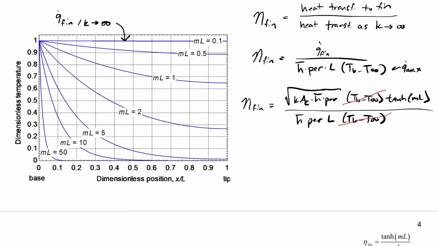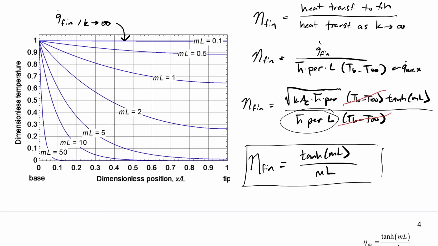The other thing to point out is we can simplify this a little bit. We combine it with the square root, and we end up with an expression: eta fin is equal to tanh of mL divided by mL. Okay, so this is for this particular fin that we derived, adiabatic tip, constant cross-sectional area. This is the fin efficiency that you can use to compute it.